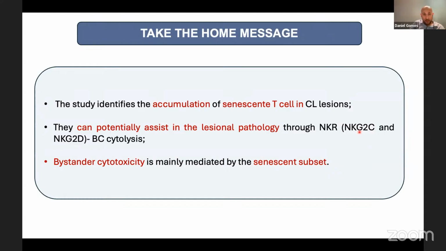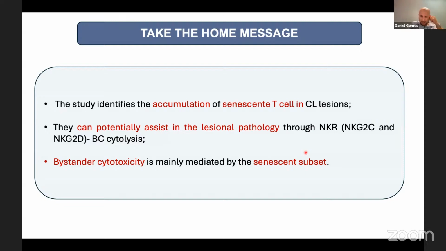I didn't show it, but we did also experiment blocking these receptors. And when we blocked them, we reduced the killing capacity of these cells. So this will be the next paper that is in press as well. And also we showed that this bystander cytotoxicity is mediated by a proper senescent subset. All this data was very, very fresh, published maybe 15 days ago in Frontiers in Immunology.